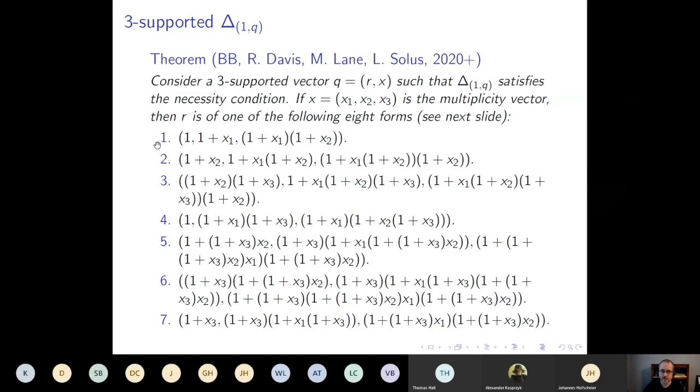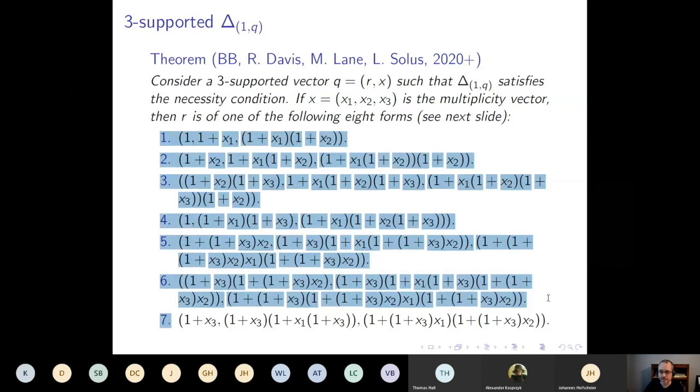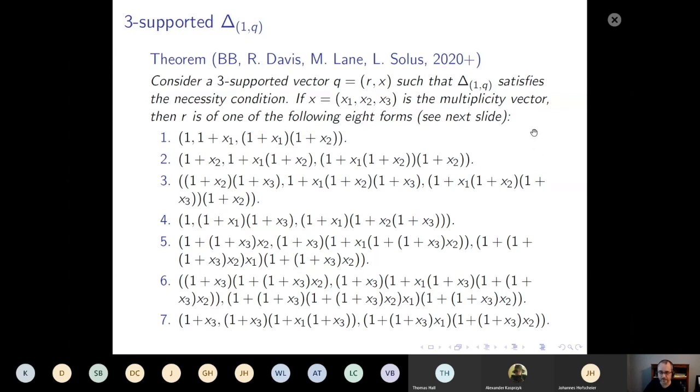I'll also say, I'll get to this theorem in a minute, but all of these appear to be IDP. We've proved it for some of them. We got interrupted in finishing that by pandemic stuff. But I'll say I'm quite confident that all 7 of these correspond to IDP reflexive simplices.